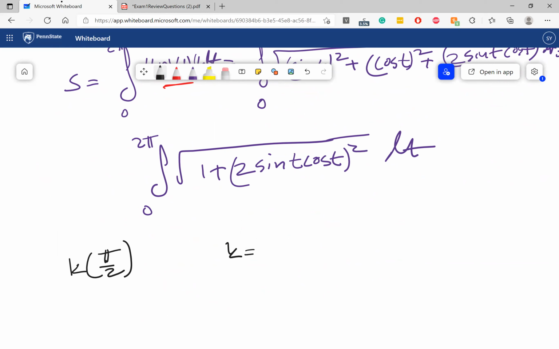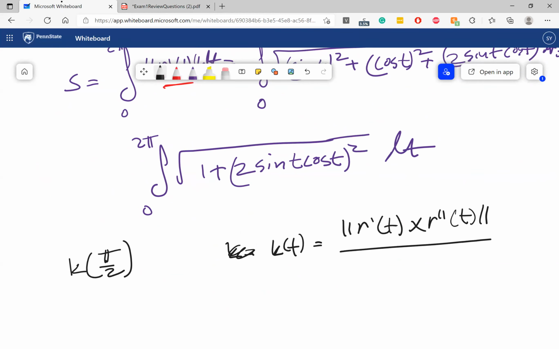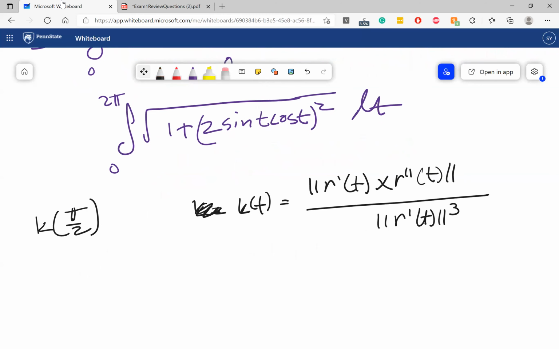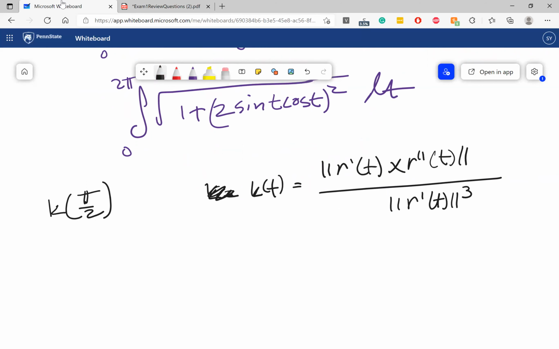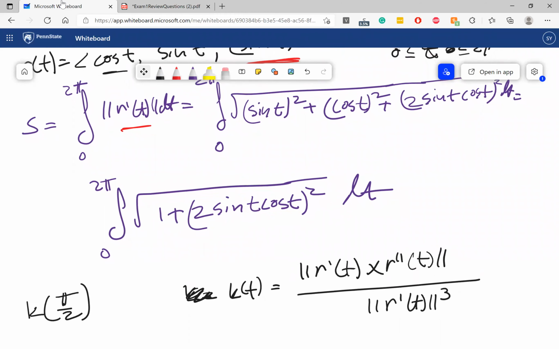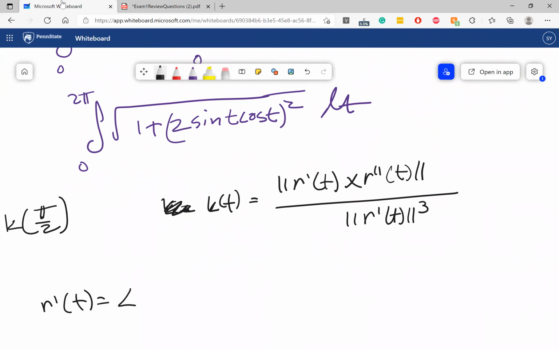So the curvature at some time is the magnitude of r prime of t cross r double prime of t over the magnitude of r prime of t cubed. So we know what r prime of t is. R prime of t is going to be equal to negative sine of t, cosine of t, 2 sine of t cosine of t.